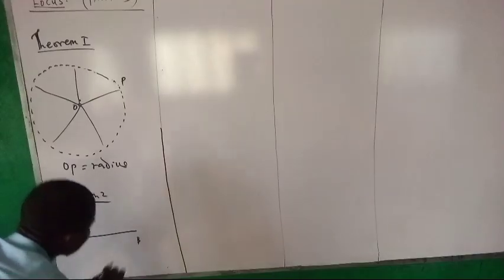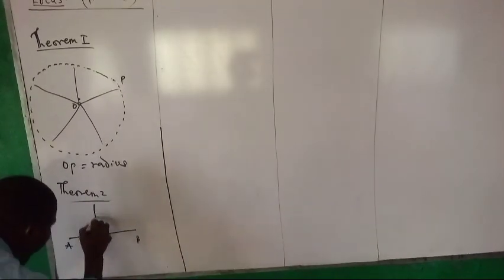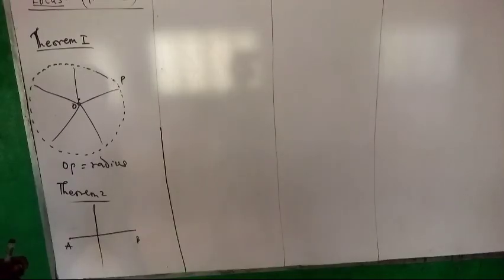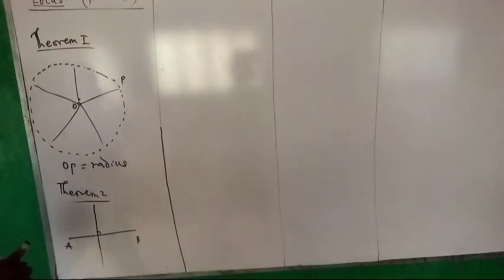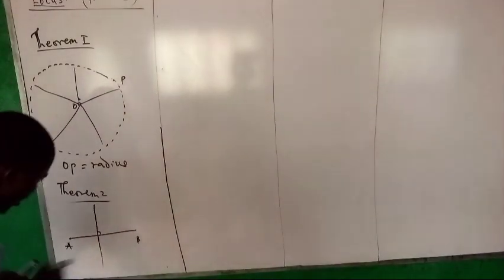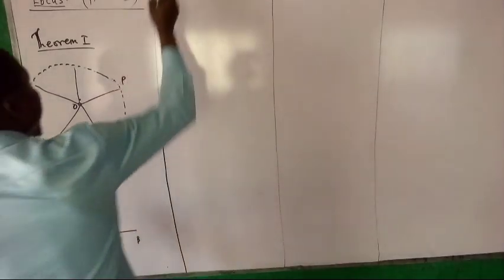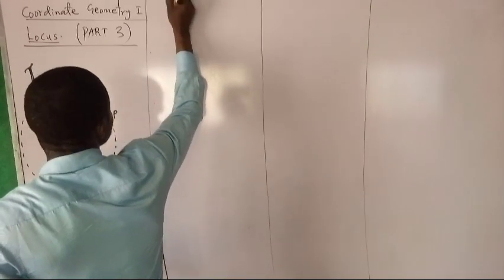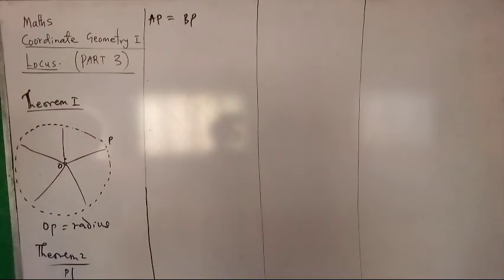This is the line, right? It must be a perpendicular bisector of this particular line AB. And the perpendicular makes an angle of 90 degrees, right? And in such a case, for a point P on the locus, AP must be equal to BP. Don't forget it. Very, very important.